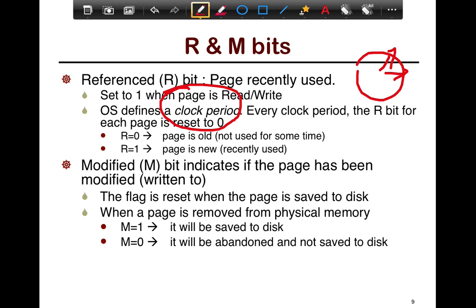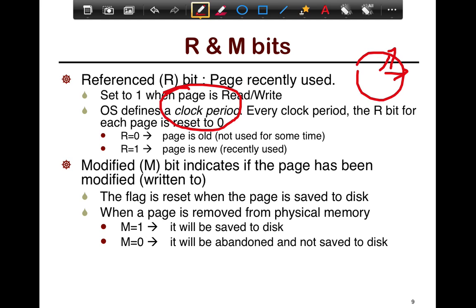Okay. If the R bit is 0, it means the page is old. It was not used anytime in the recent time period. The page is old, not used for some time, you can possibly throw it out. If the R bit is set, then the page is new. It was recently used in the time period since you last cleared it, which means you probably shouldn't throw it out.